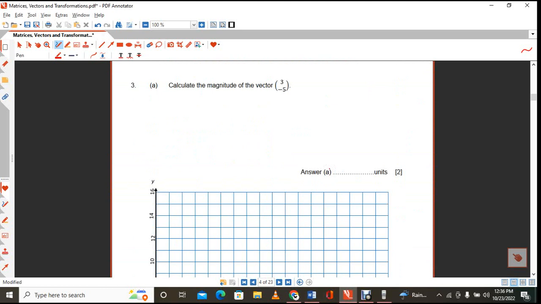So they're giving us here a vector. A vector is basically a 2 by 1 matrix. They want you to find the magnitude of the vector. So for the magnitude of this vector you use Pythagoras, and you say 3 squared plus -5 squared. You hit your calculator, you get that answer, which is about 5.8309 and so on. So 5.83, to 3 significant figures.